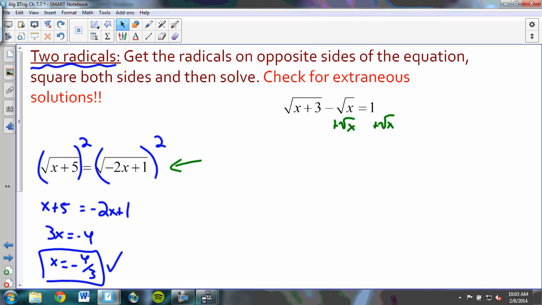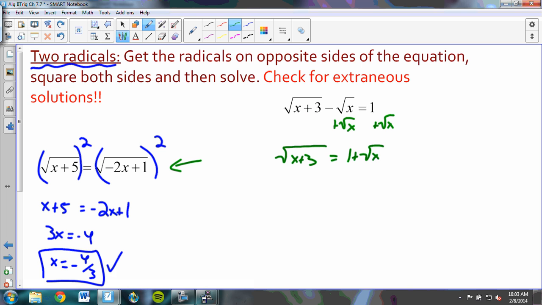So I have this right now. This turns into the square root of x plus 3 equals 1 plus the square root of x. And now I'm going to square both sides. On the left side, that's just one giant square root, so that squares nicely to just x plus 3. But on the right side, I have a binomial being squared.